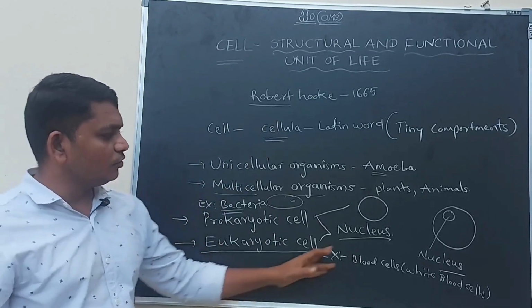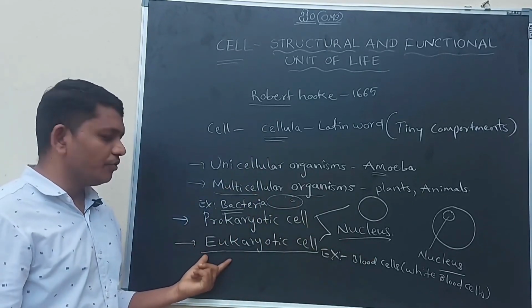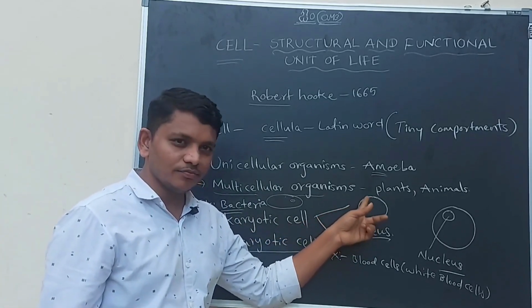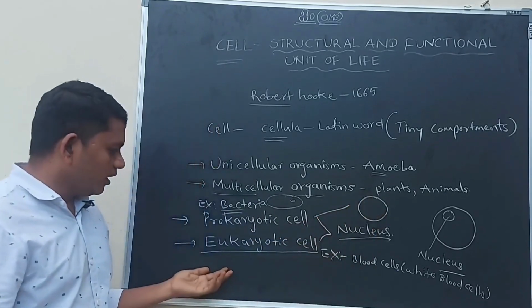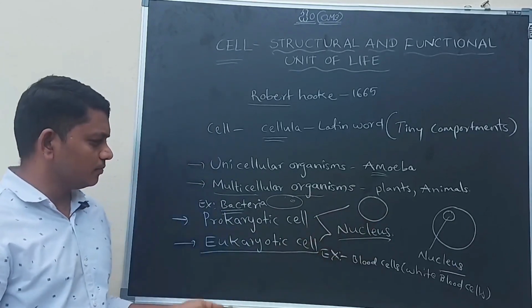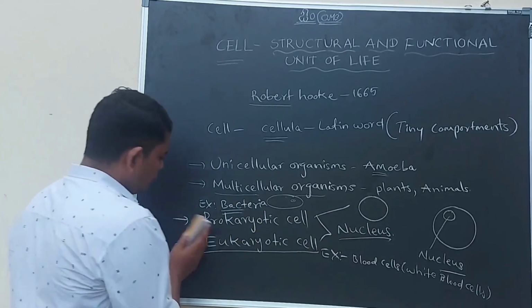On the basis of the presence of the nucleus, cells are classified into two types, prokaryotic cells and eukaryotic cells. In the prokaryotic cell, there is no nucleus in the cell, and in the eukaryotic cell, there is a nucleus within the cell. That is the classification of cells on the basis of the nucleus.